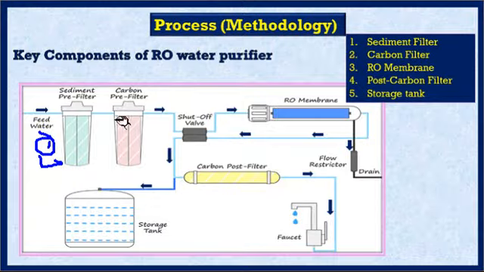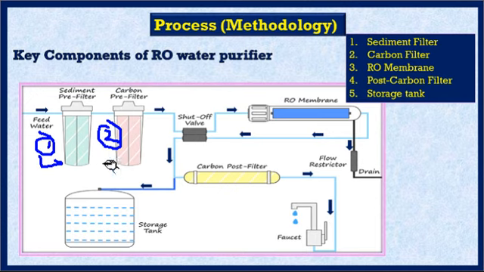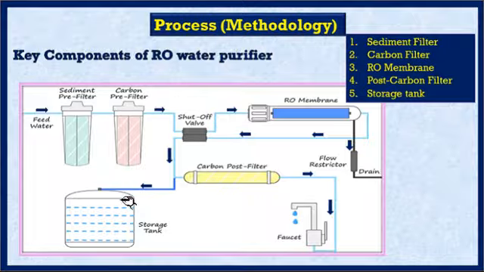Now the second unit is the carbon filter or the carbon pre-filter. This carbon cartridge removes odor, taste, contaminants and chlorine from the water. It is also helpful to remove insoluble impurities. Now after the pre-filters, the sedimentation filter and carbon filter, the third main component is the RO membrane filter.